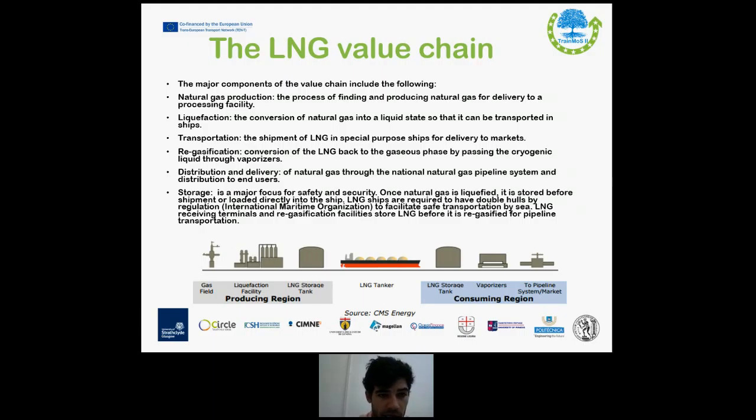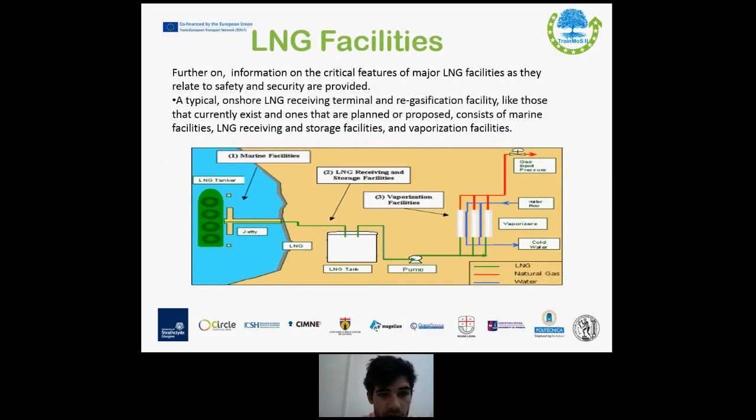With regard to the LNG facilities, information on the critical features of major LNG facilities as they relate to safety and security should be provided. A typical onshore LNG receiving terminal and regasification facility, like those that currently exist and the ones that are planned or proposed, consists of marine facilities, LNG receiving and storage facilities, and evaporation facilities.